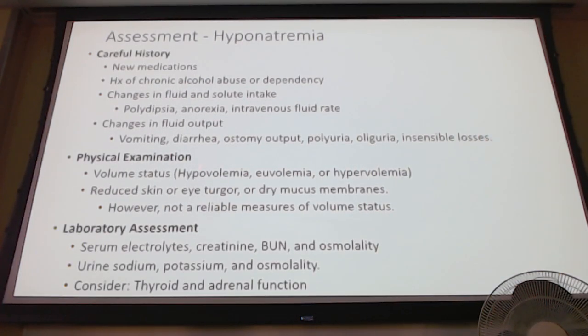We want to know volume status, so are they hypovolemic, euvolemic, or hypervolemic? Are they dehydrated? But again, that's not really a measure of volume status. What do we want to look at? We want to look at their serum electrolytes. We want to know the FeNa. We want to know creatinine, BUN. We want to know osmolality, so urine osmolality and serum osmolality. We may want to consider thyroid and adrenal function. This can be caused by other endocrine type disorders.